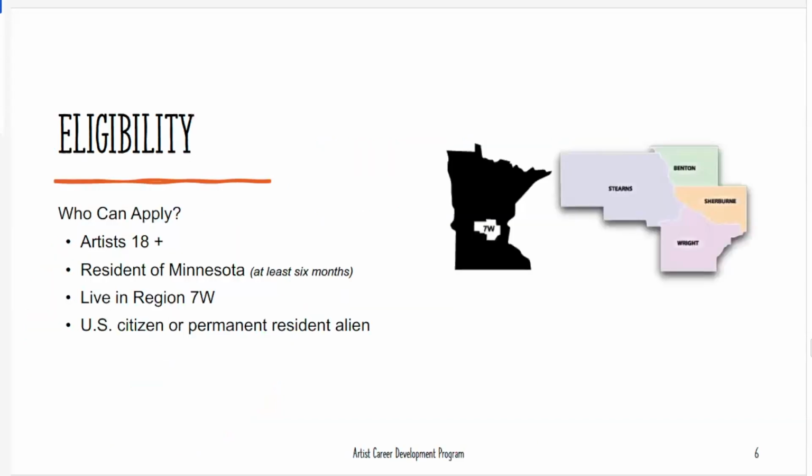When you begin the application process, you'll first have to complete the eligibility section by indicating that you are indeed 18 or older, that you've been a resident of Minnesota for at least 6 months, and that you are currently a resident of Region 7W, so you live in Benton, Stearns, Wright, or Sherburne counties. Lastly, to be eligible for this program, you must be a U.S. citizen or you must have your permanent residency.